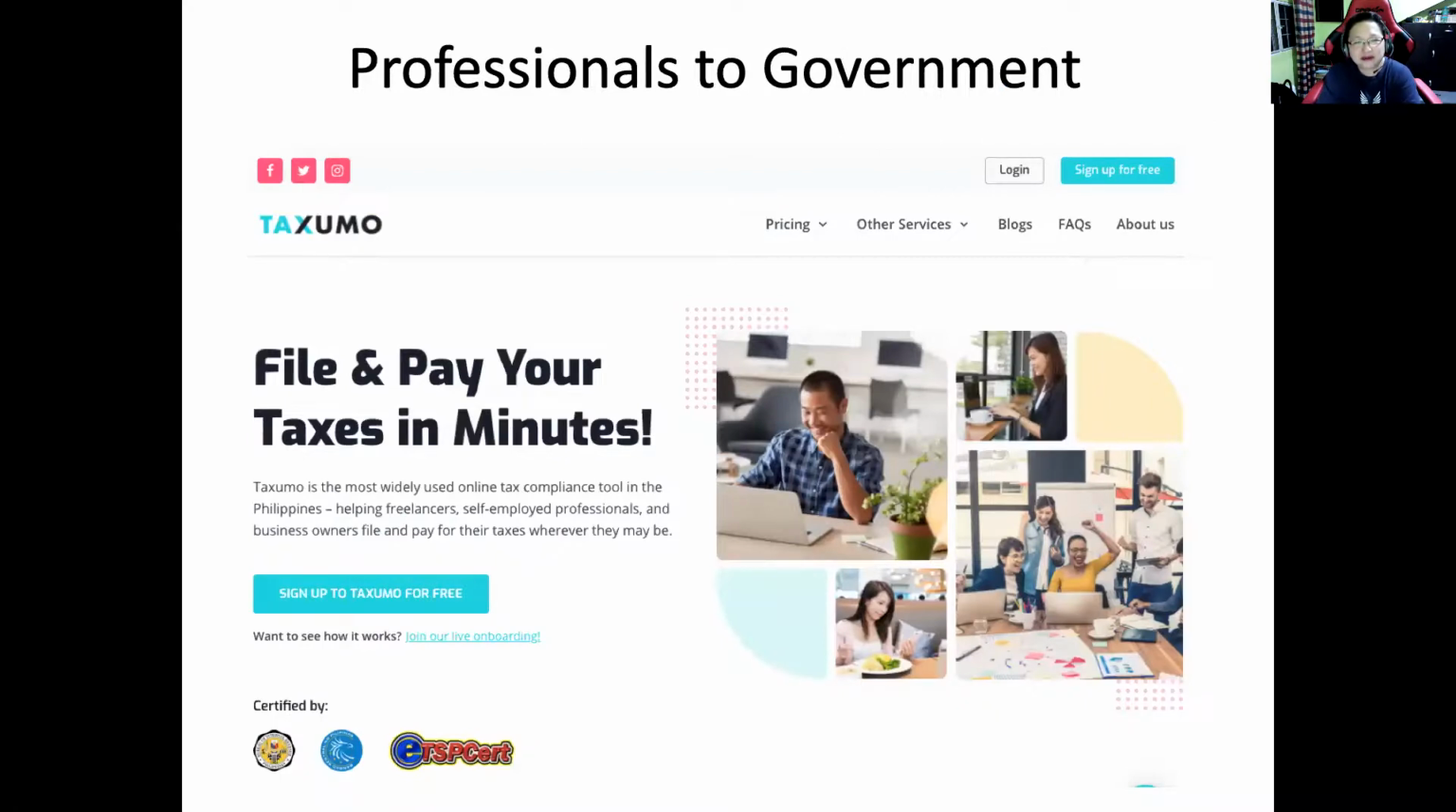You also have professionals to government. I'm not so sure whether this is the right term for this, but I'm guessing that this can also be appropriate. So, you can go to service providers or portals like Taxumo, where you can create an account, and using the platform, it will allow you to transact with government.